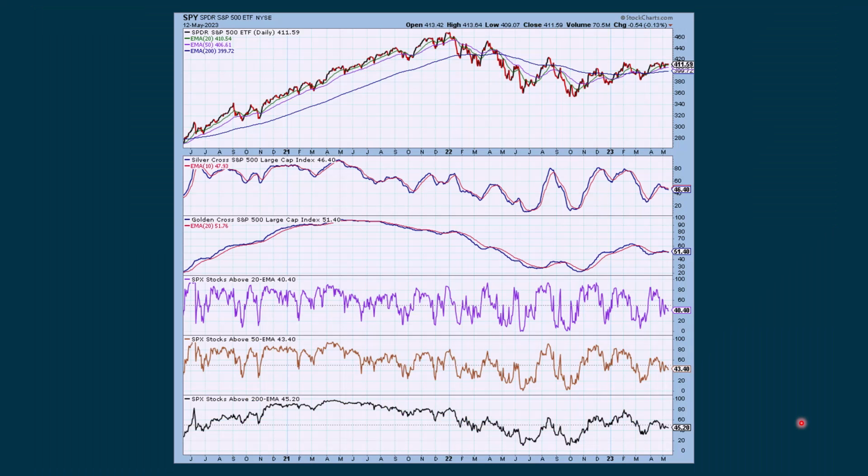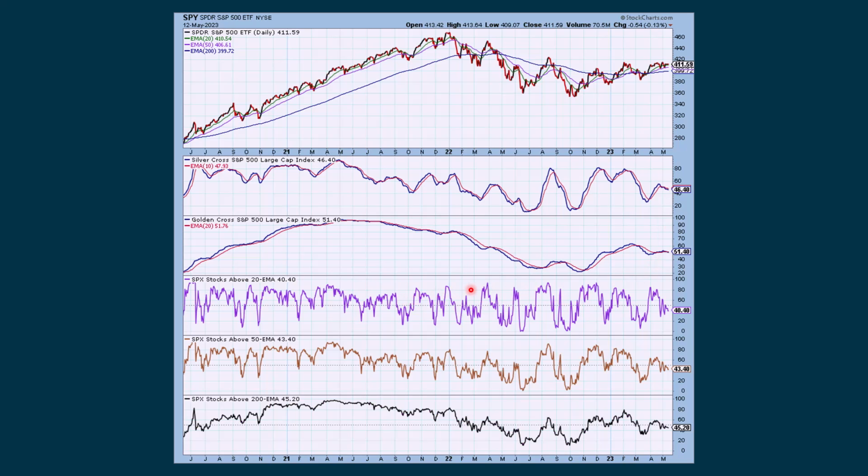This is a blog post that I was reading over the last few days showing some different studies all in one chart. Up on top, you have the SPY, and that's the S&P 500. And then you have a thing called the Silver Cross. This is when a 20-period exponential moving average goes above a 50-period exponential moving average. So in the shorter term, we are now negative. Then you have a golden cross. That's when a 50-period moving average goes above a 200-period moving average, and we're pretty much sideways right now.